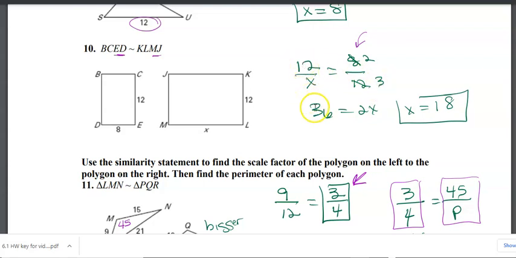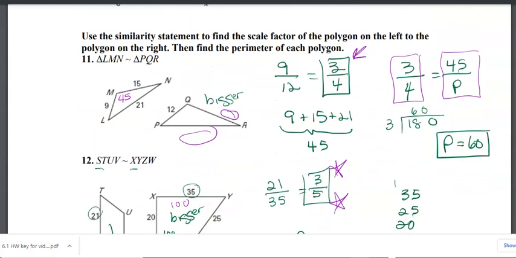3 times 12 is 36 equals 2 times x, because you're doing cross products. Divide both sides by 2, and we get x is 18. So that's how I find the missing side using the scale factors.